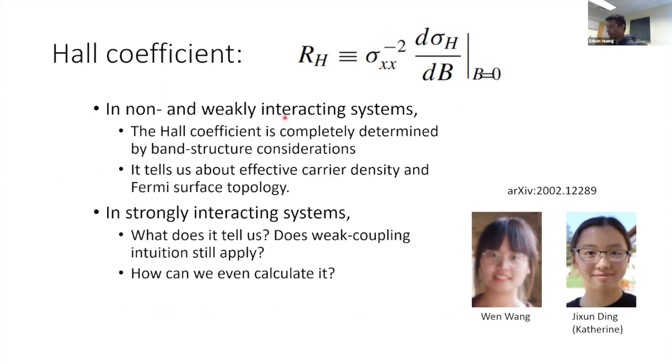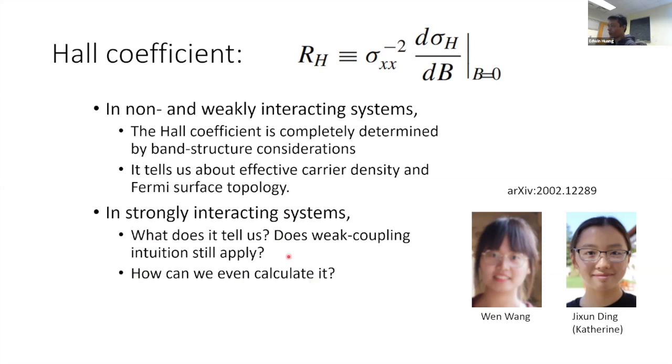and perhaps the angular dependence of the relaxation rate. And it tells us about effective carrier densities and about Fermi surface topology. The question we want to address is what happens in strongly interacting systems? What does the Hall coefficient still tell us? Does our intuition from weak coupling theory still apply here, even if we're in a regime that probably doesn't have quasi-particles? And also another question is, how can we even calculate the Hall coefficient?